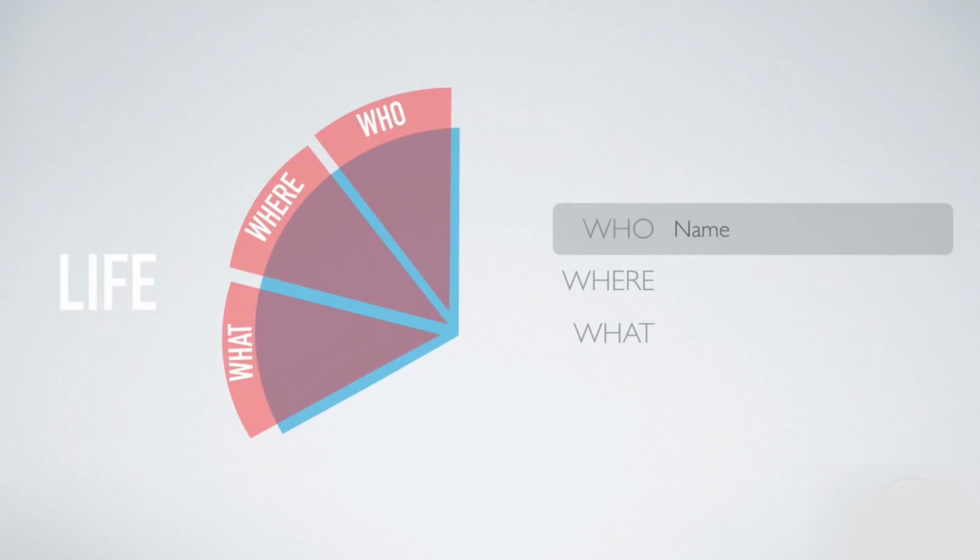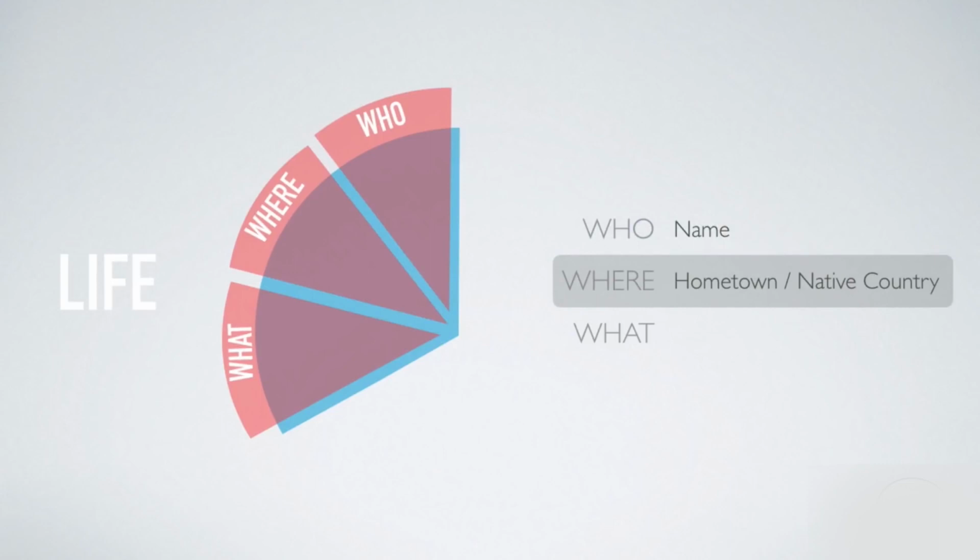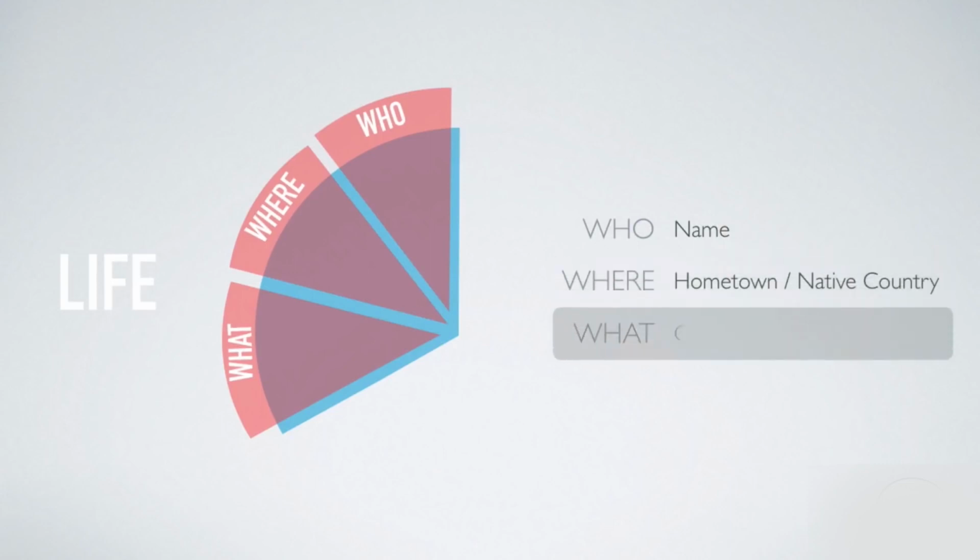For who, we can say name. For where, we can say hometown or native country. For what, we can say characters and personality. So let's take a look at an example for part 1.